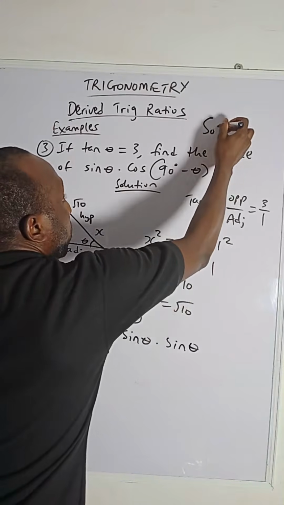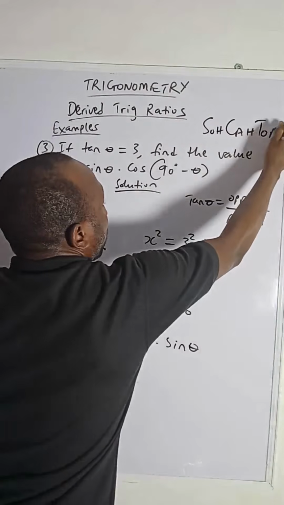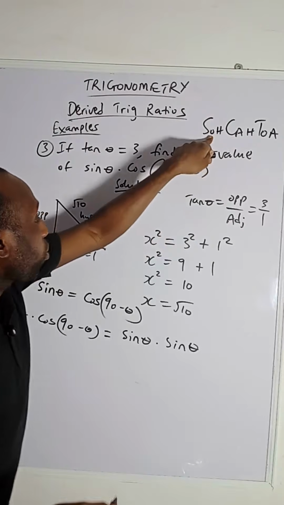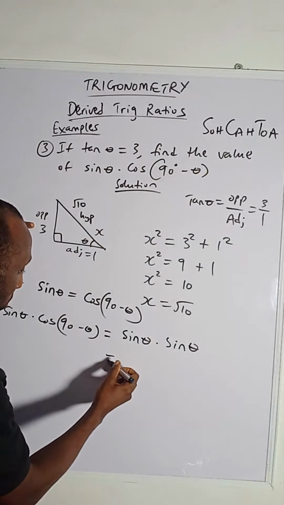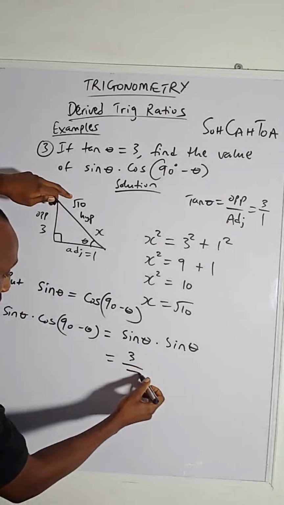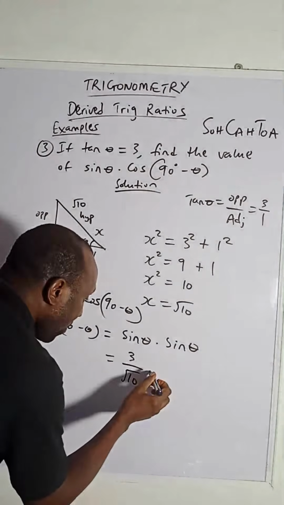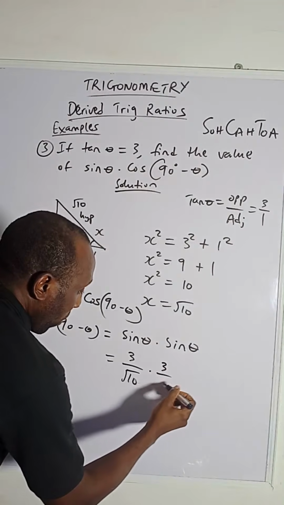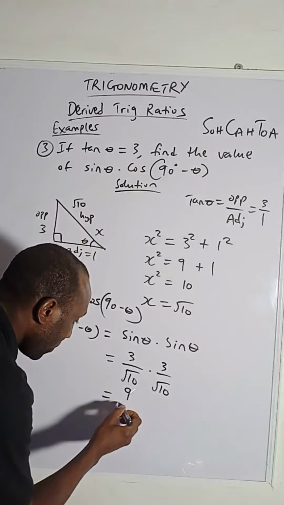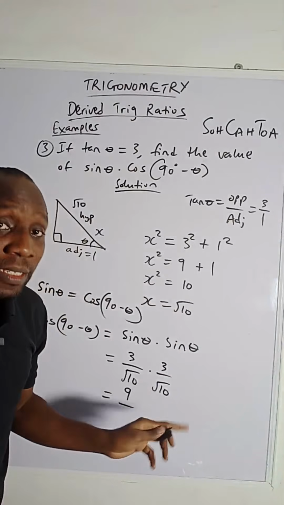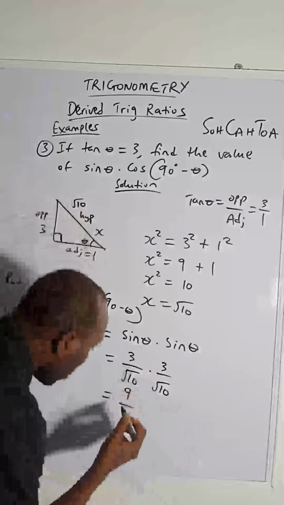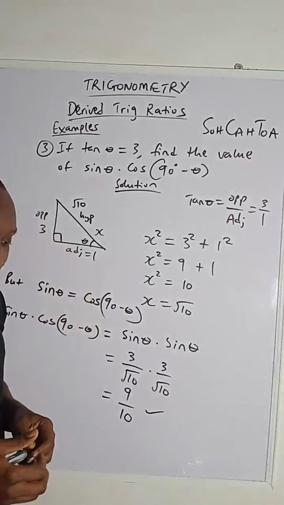That's it. So what is sine theta? Remember, using SOHCAHTOA, sine is what? Opposite over hypotenuse. Opposite is what? Let's come here. What's the opposite? 3. So that's 3 over, what's the hypotenuse? Root 10. You see that? Times the same thing here, 3 over root 10. 3 times 3 is 9. And then root 10 times root 10 is root 100, which is 10. Or you can say root 10 times root 10 is simply 10. So your answer is 9 over 10.